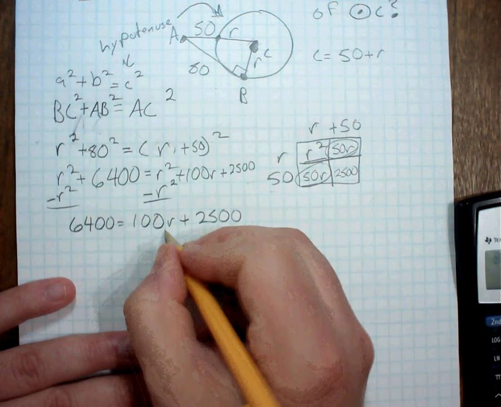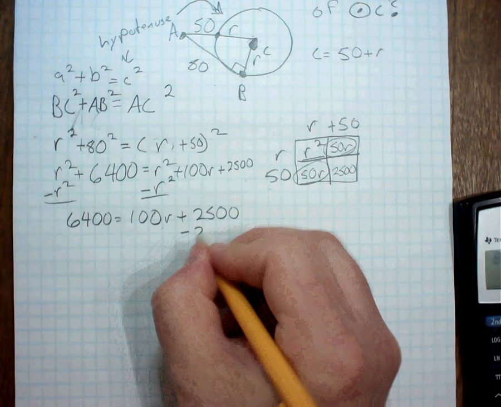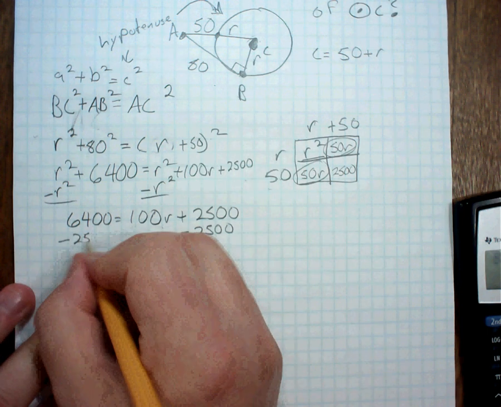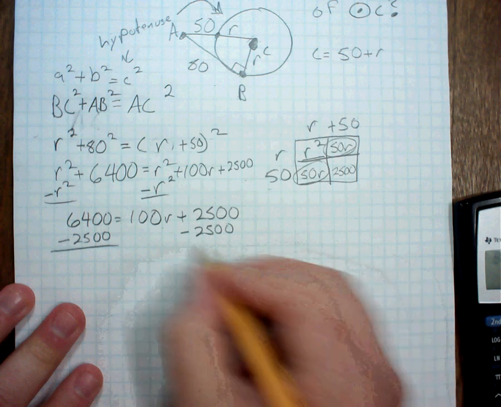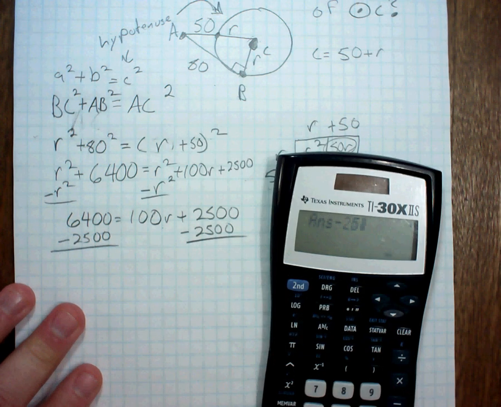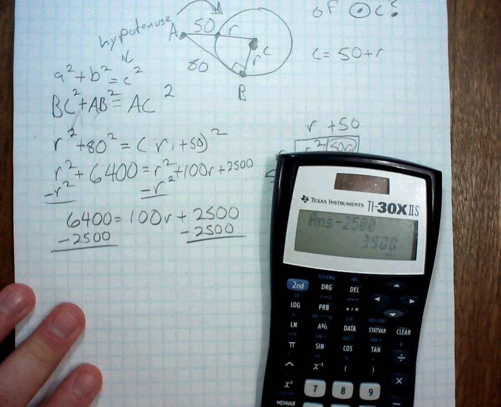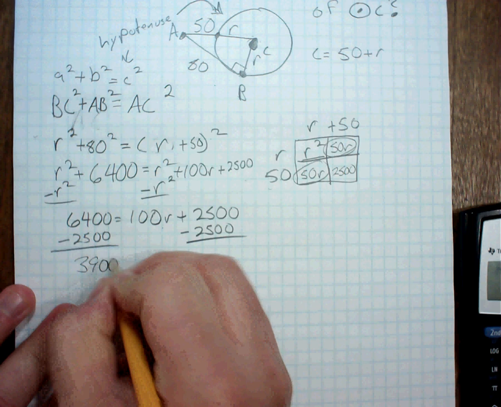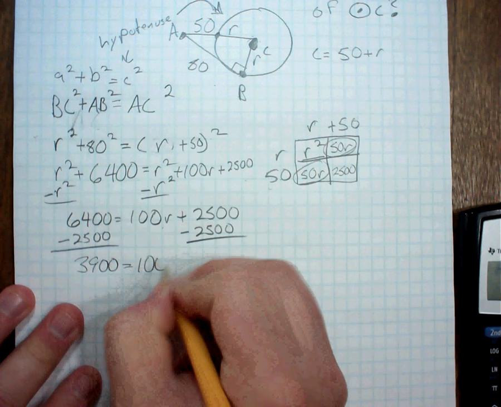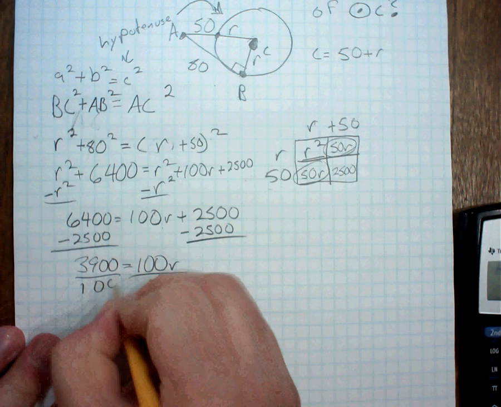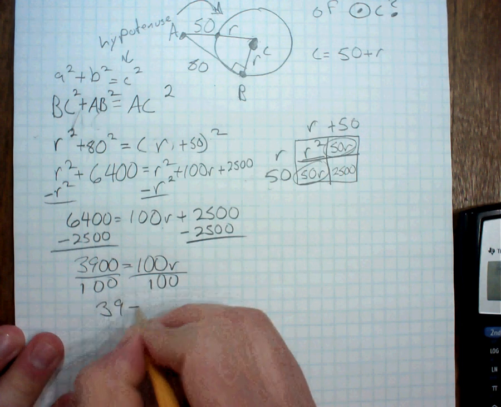So now I'm just going to solve for r. I'm going to subtract 2500 from both sides. And 6400 minus 2500 equals 3900. So I get 3900 is equal to 100 times r, divide both sides by 100, and I get 39 is equal to r.